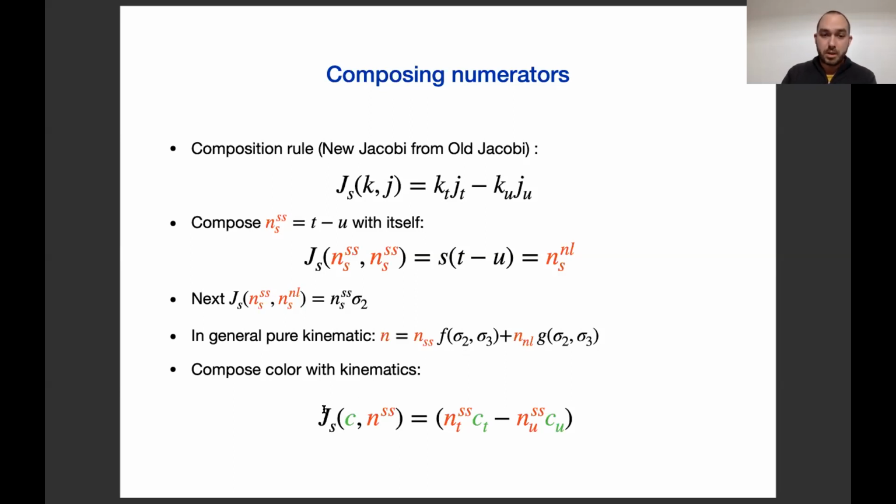So that's great. But now you can do something really crazy, which is you can compose color with kinematics directly, and you get some expression like this. So here, if C and N are BCJ satisfying numerators, then so is this combination.